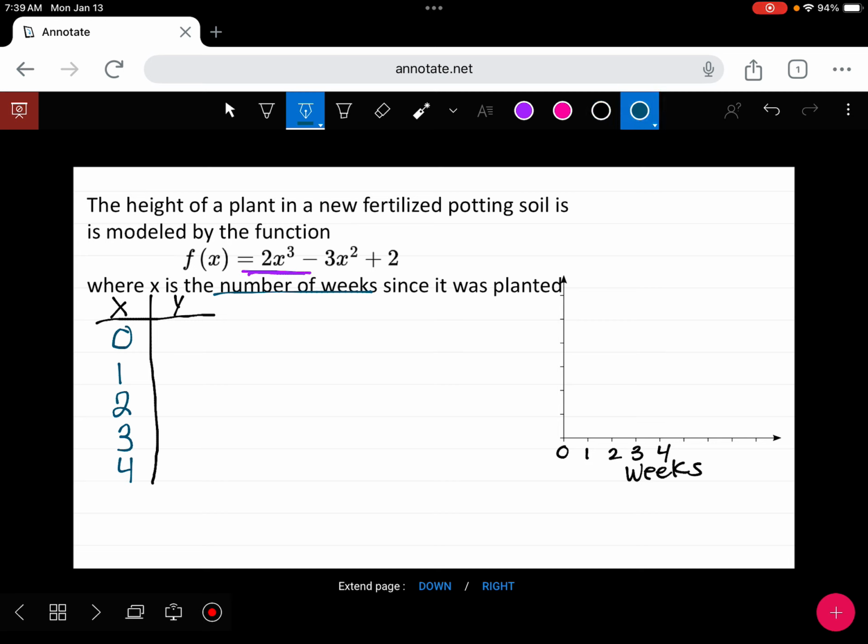I'll give you guys a couple of minutes to substitute some of those numbers in. Type those in, practice that. Make sure we get the same thing. Run through that.